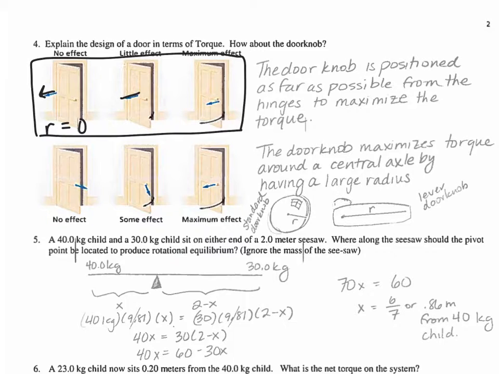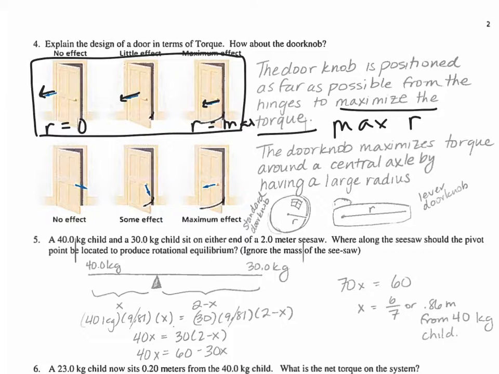If you were to push in the center of the door, it would be much, much easier to open the door, but not as easy as if you push at the end. Here, your lever arm is maximized. It's the biggest it can be. So the doorknob is positioned as far away from the hinges as possible in order to maximize the torque, because you are maximizing R. This is assuming that the force that you exert in all 3 cases is the same.